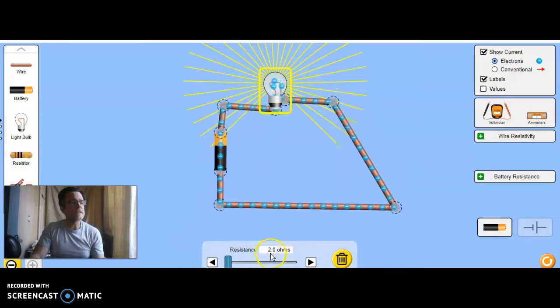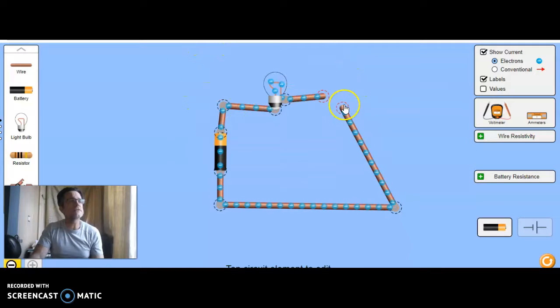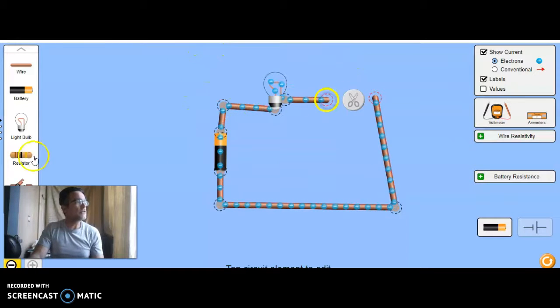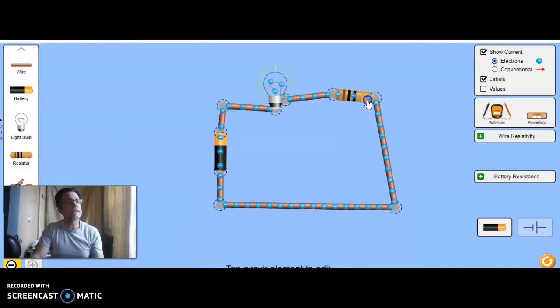Okay, let's remember this. The light bulb's at 2 ohms. And there's something we could do. We want to slow that down, but this is the only light bulb we have. So let's break this circuit, and we could put in a resistor. Okay, now the resistor is set at 10 ohms. Okay, and we'll connect that, and you can see that the flow of electrons has slowed down, and you're not going to be at risk of wrecking the light bulb.